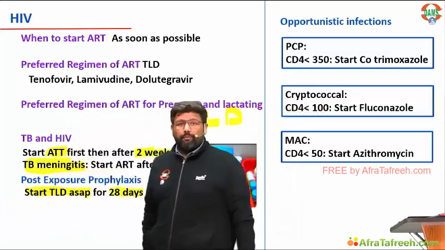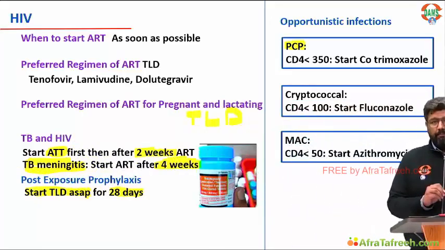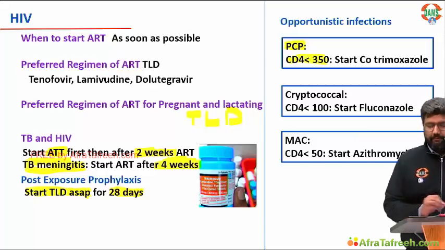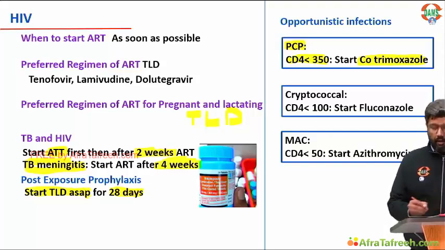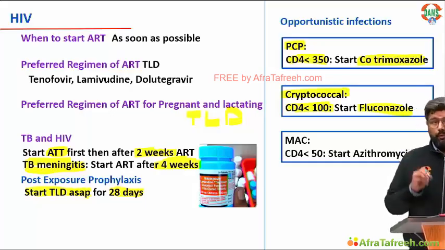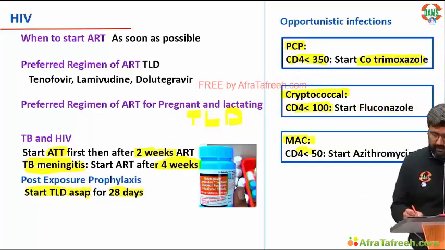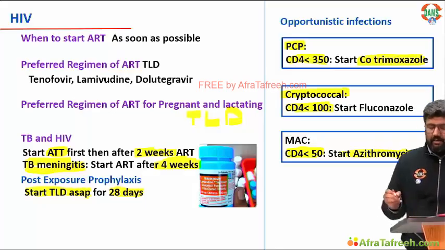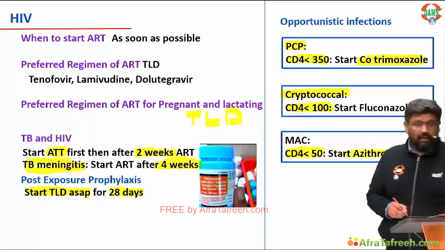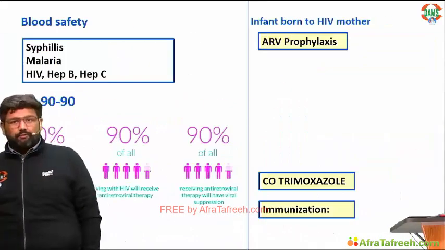If I talk about opportunistic infections, for PCP, if CD4 is less than 350, we give cotrimoxazole. For cryptococcal infection, if CD4 is less than 100, start fluconazole. For Mycobacterium avium complex, MAC, if CD4 is less than 50, start azithromycin.